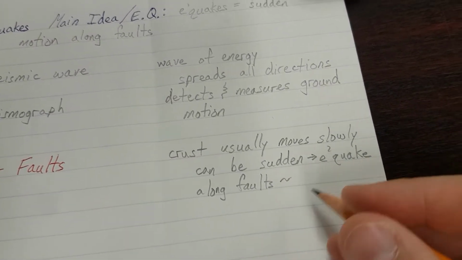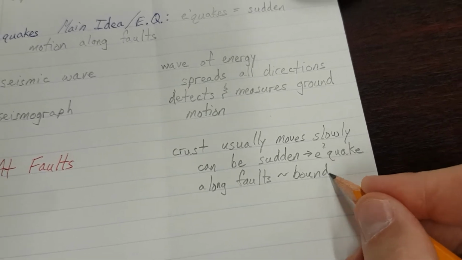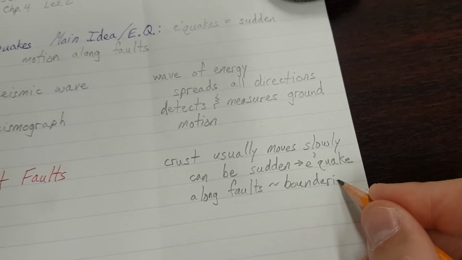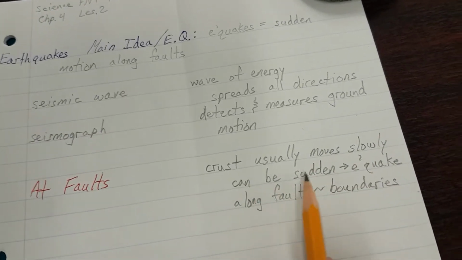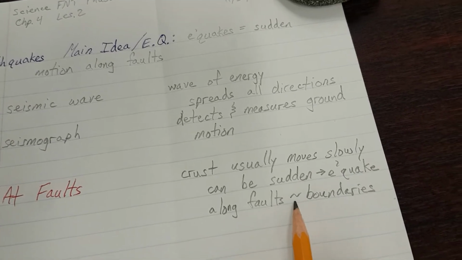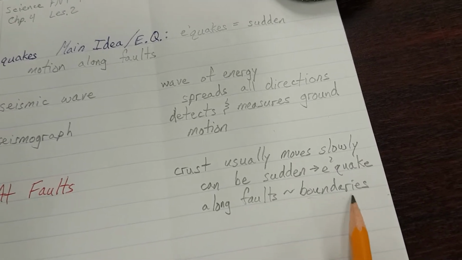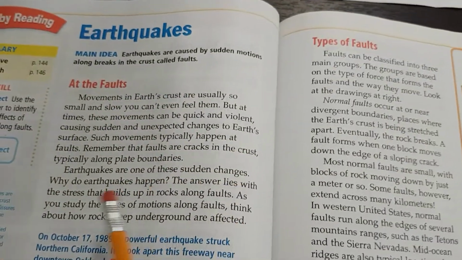So squiggle, boundaries, B-O-U-N-D-A-R-I-E-S. So, crust usually moves slowly. It can be sudden, which means it's an earthquake. It usually happens along the faults, and those are basically along the plate boundaries. Make that A clear. Earthquakes are one of these sudden changes.